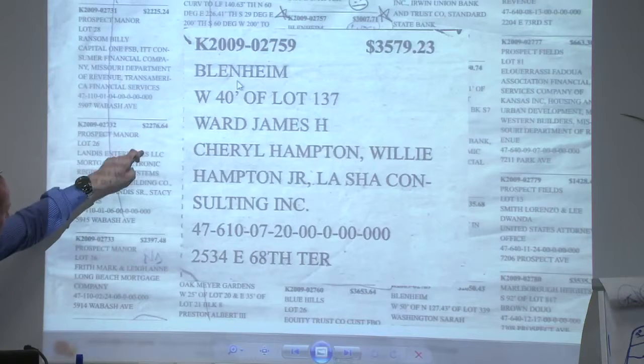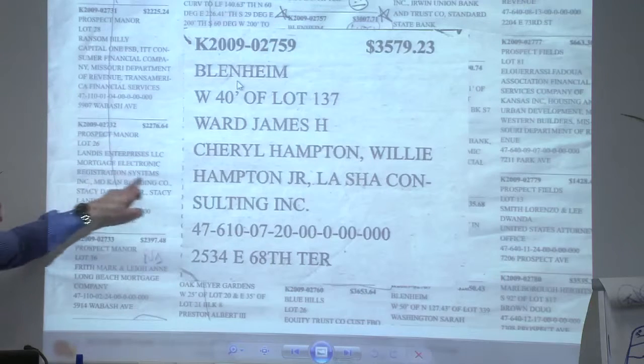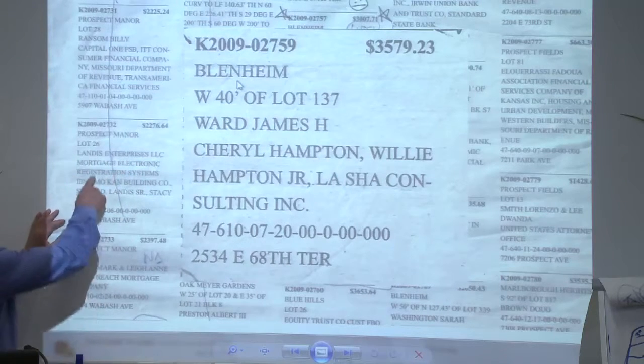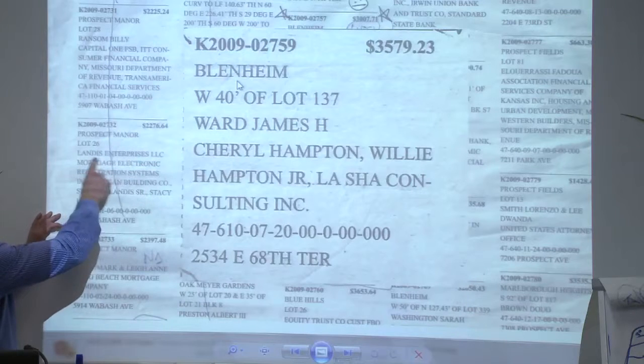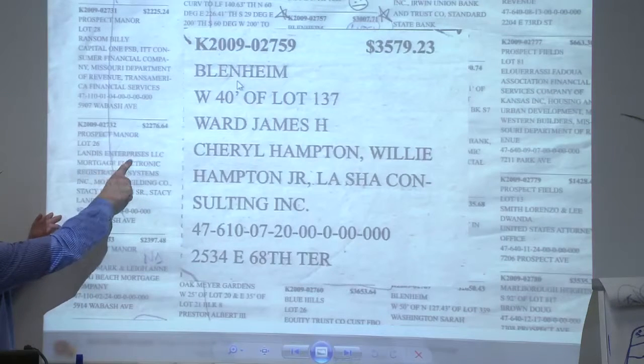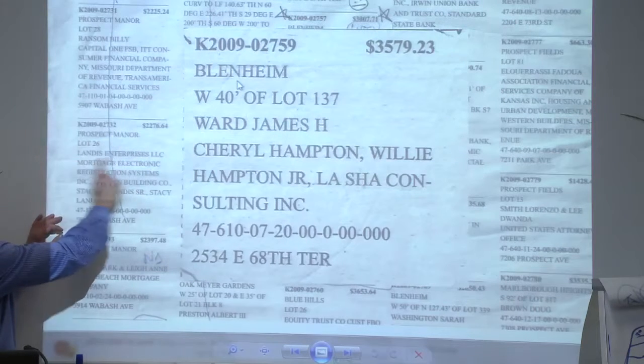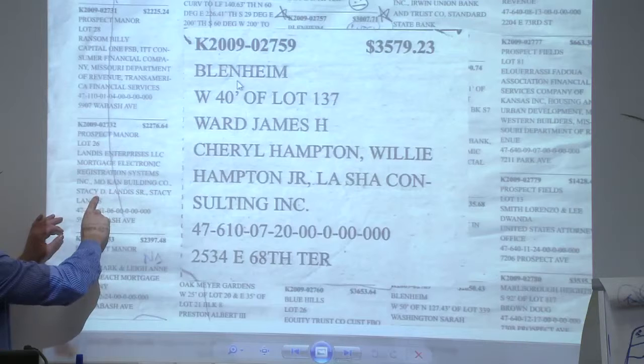This is the legal description of the property. These are people who also have an interest in the property. This Mortgage Electronic Registration Systems, this is the lien holder. I know them, they're a big lender in Kansas City, right? The owner of this property is Landis Enterprises. So this guy, Landis Enterprises, owns this property, lot 26 of Prospect Manor. He's the owner. This is the mortgage company.